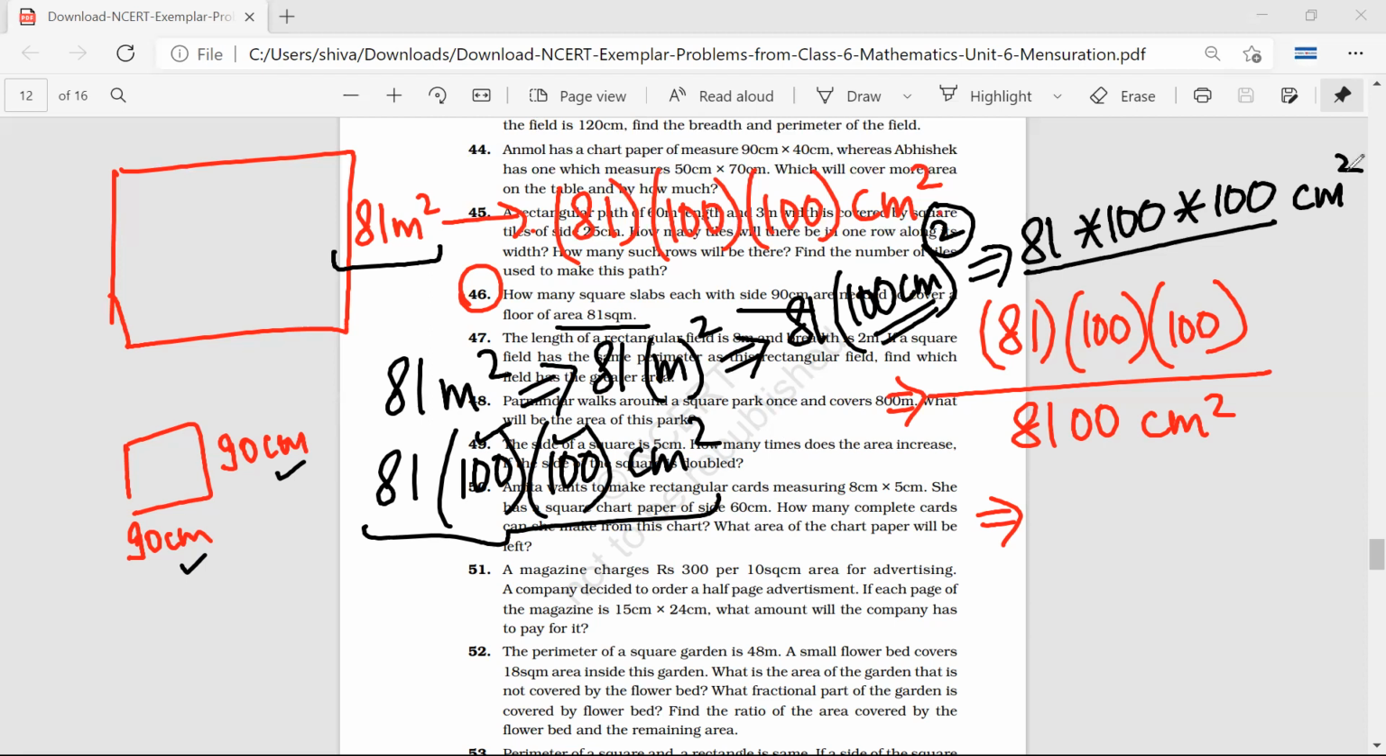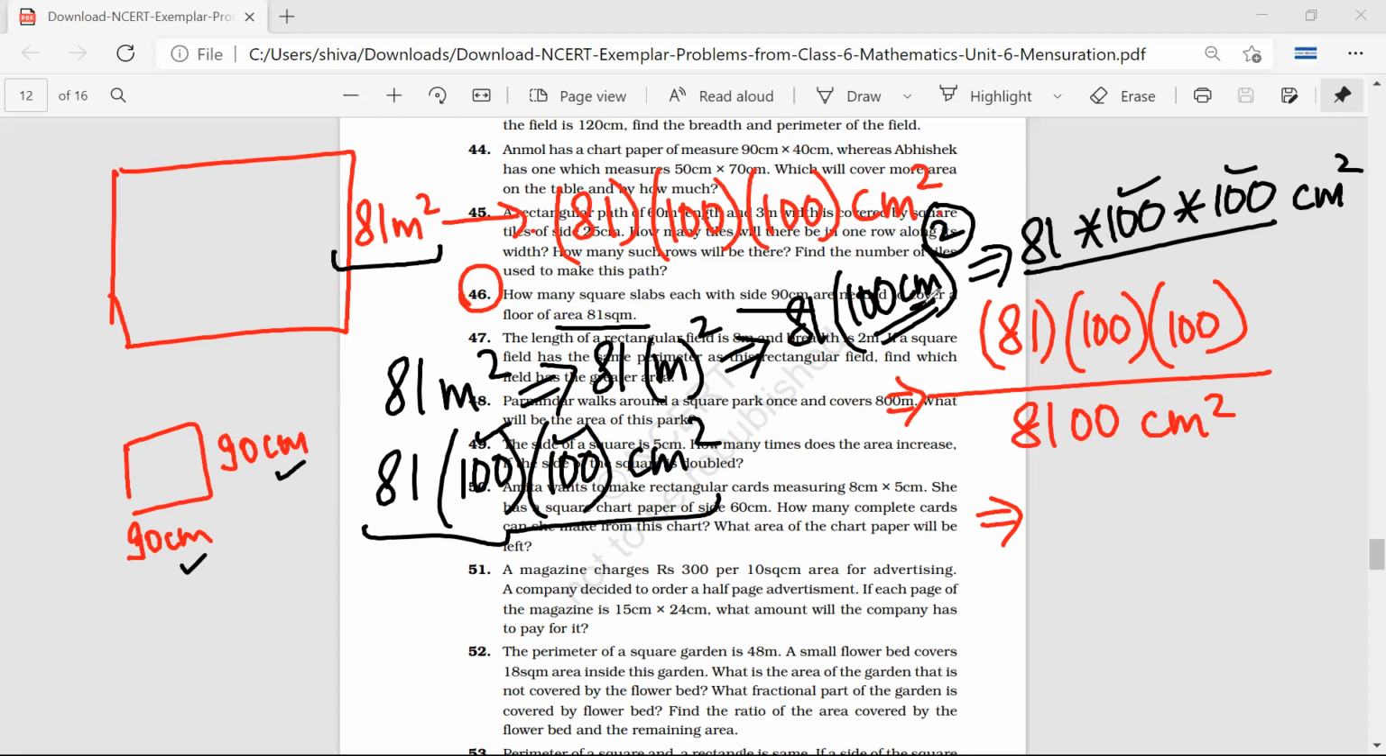So it should be 81 into 100 into 100 centimeters, right? No, why should it be centimeter? So because we divided the square into 100 into 100, right? Yeah, you are right. So the square should remain. I'm sorry. So then the square shouldn't be there, only the 100 into 100 should be there. Yeah, it is 100 into 100.